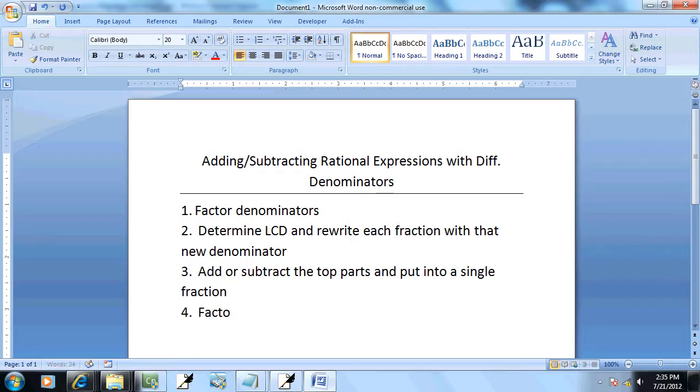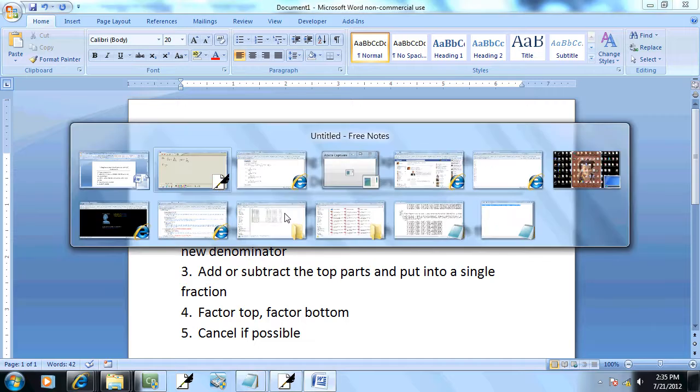Step 4, factor the top, factor the bottom. In theory, your bottom should already be factored, because you factored your denominators in step 1. And step 5, cancel if possible. Now this problem is fairly simple, so we won't have to do all these steps, but let's take a look at them.